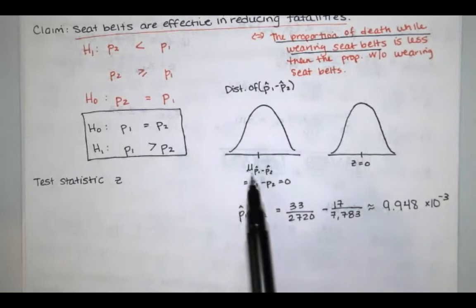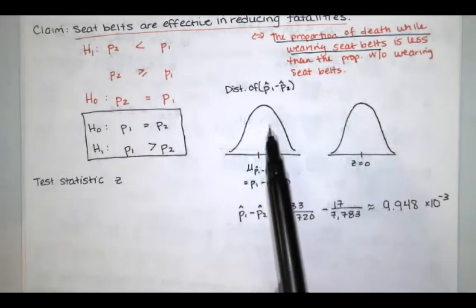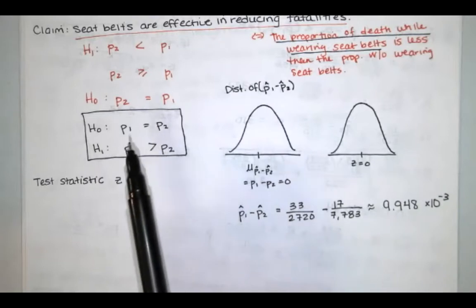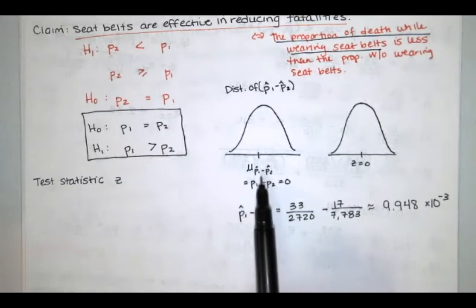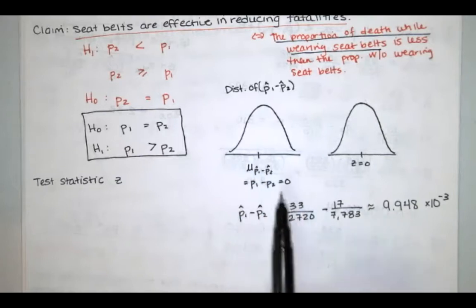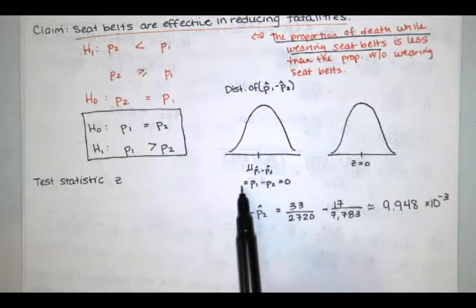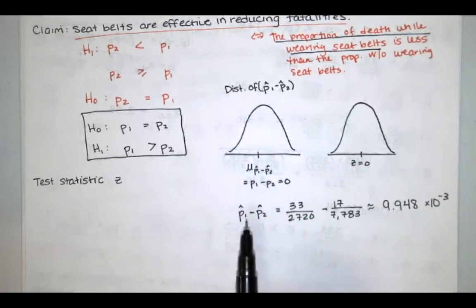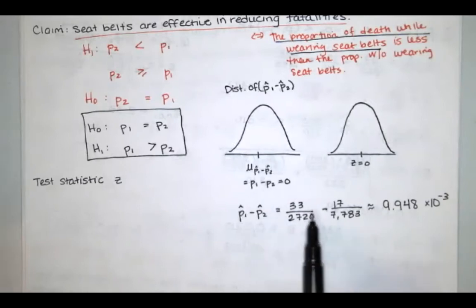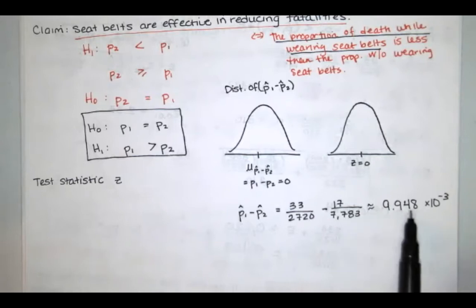Now what we want to do is look at the distribution of p sub 1 hat minus p sub 2 hat, assuming that the null hypothesis is true. So that's assuming that p1 is equal to p2, which is the same as assuming that this mean is 0. And then we're saying to ourselves, if this mean is 0, is the p sub 1 hat minus p sub 2 hat that we got from our sample, which is this minus this, which is approximately equal to that number, significantly high or significantly low, given that the null hypothesis is true?